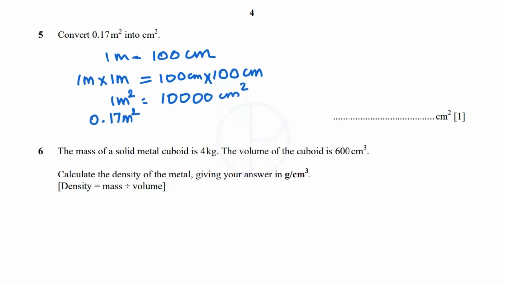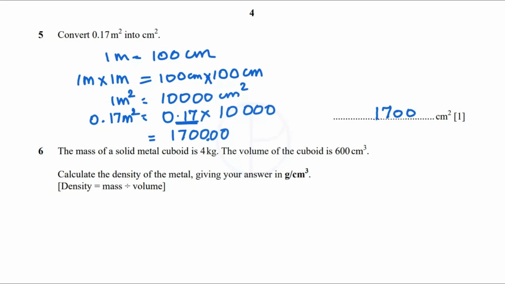Okay. So 0.17 meter square is 0.17 multiplied by 10000. 0.17 times 10,000 is 170000. So here after the decimal point, two digits are there. So we have to keep a decimal point here. So the answer is 1700.